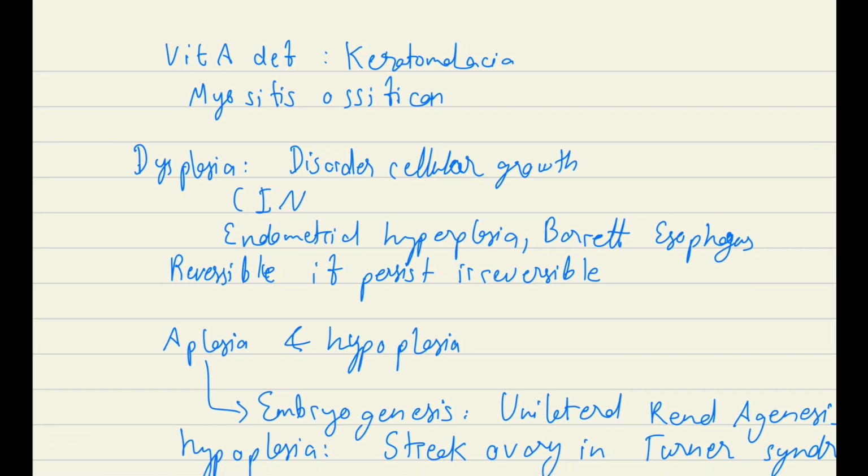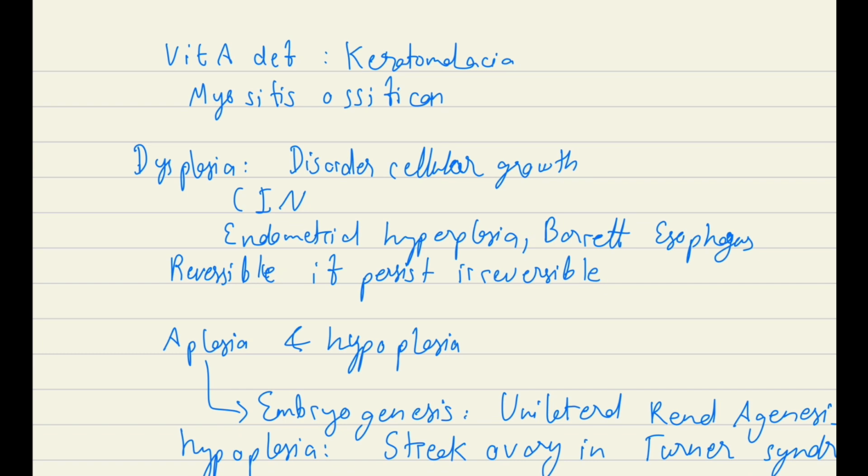Another example of metaplasia is in vitamin A deficiency. There is a condition called keratomalacia, which is also a metaplasia. We all know vitamin A is necessary for differentiation of specialized epithelial cells, such as the conjunctiva covering the eye. But in vitamin A deficiency, the thin squamous lining of the conjunctiva undergoes metaplasia into stratified keratinizing squamous epithelium. This is itself called keratomalacia.